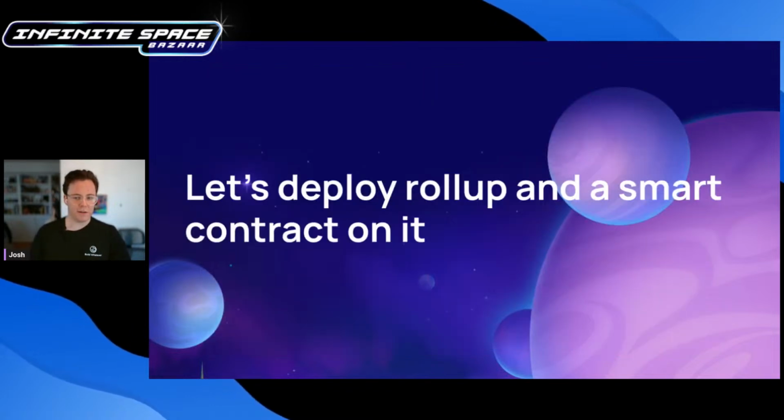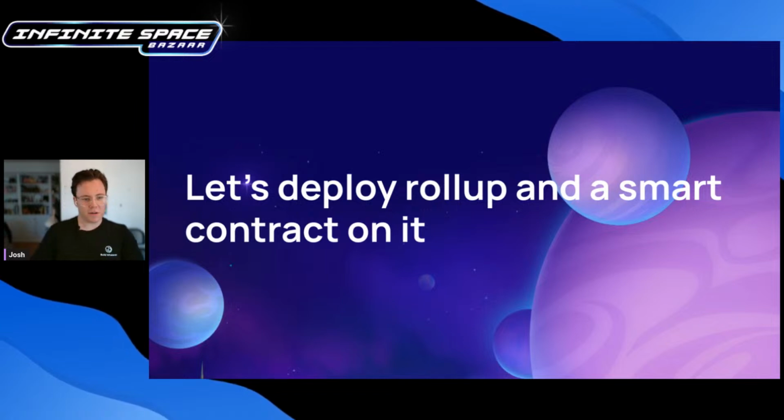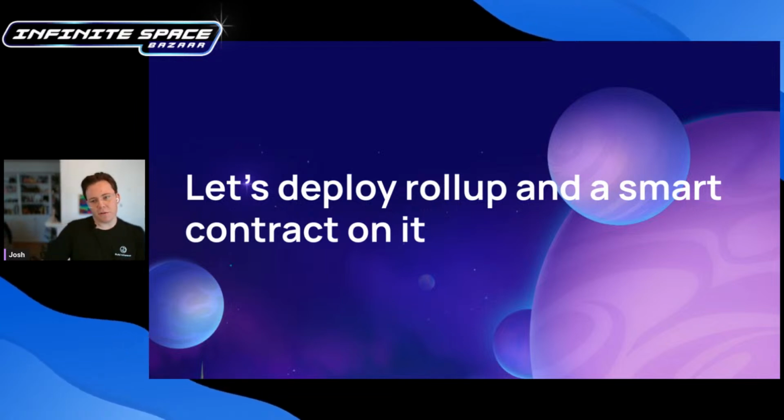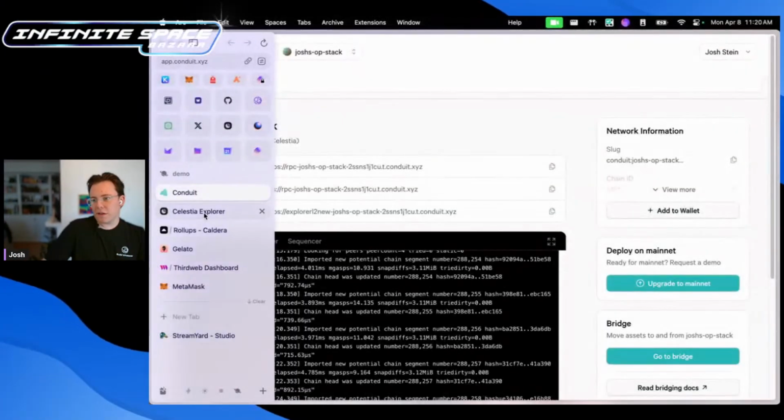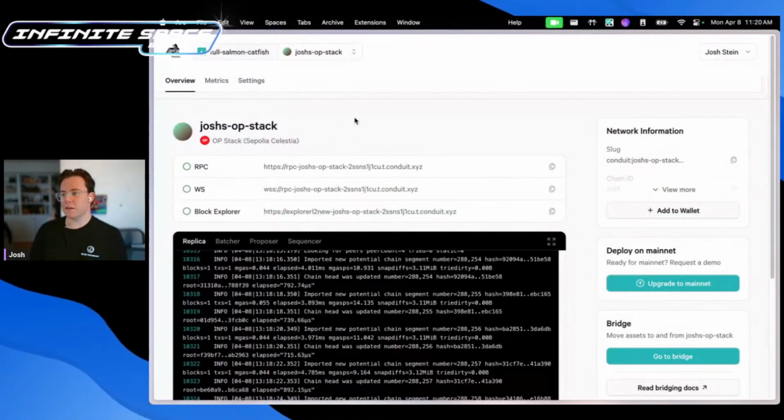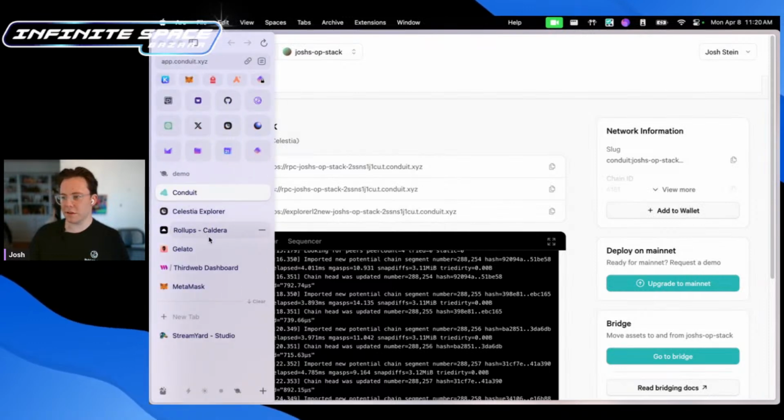So now that we're done with that introduction, we're going to go ahead and actually deploy a rollup and a smart contract on it. We'll be starting out with an example. We're going to go ahead and deploy one on Caldera.